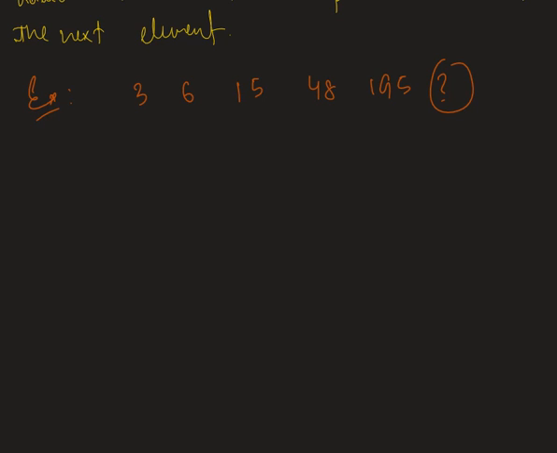Now you can see that in the given series, each previous element is multiplied by 1, 2, 3, 4, and 5 respectively, and then 3 is added in such multiplication to obtain the next element. That is the first element 3, and we multiplied 1 with 3 and then add 3 to it, therefore we get 6. For the next, we multiplied 2 with 6 and then add 3, therefore we get 15.